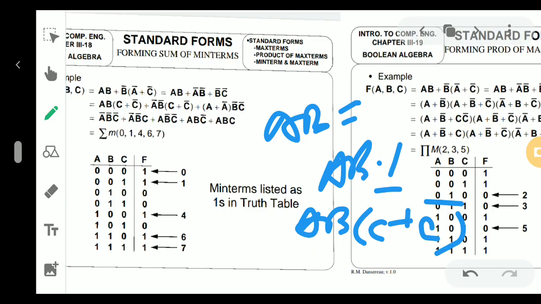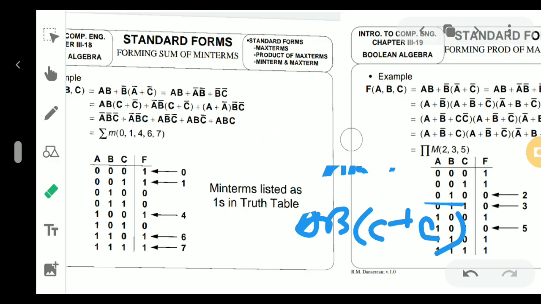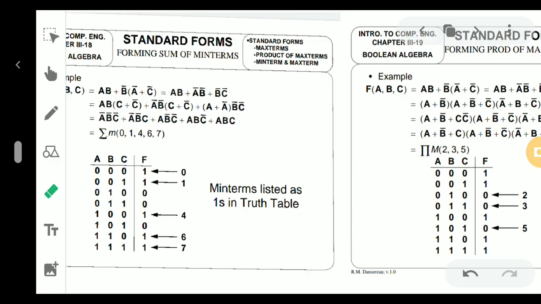Now in the second term also, quickly check the second term. In the second term also C is missing. Again, that I am replacing with C plus C bar. And in the third term A is missing. That I am replacing with A plus A bar.